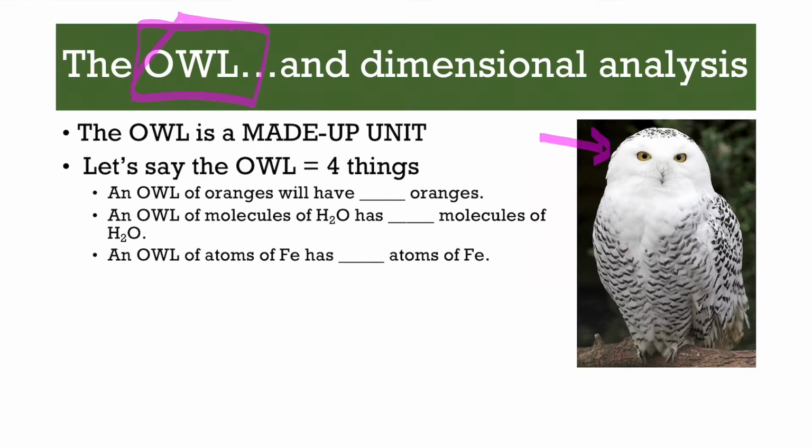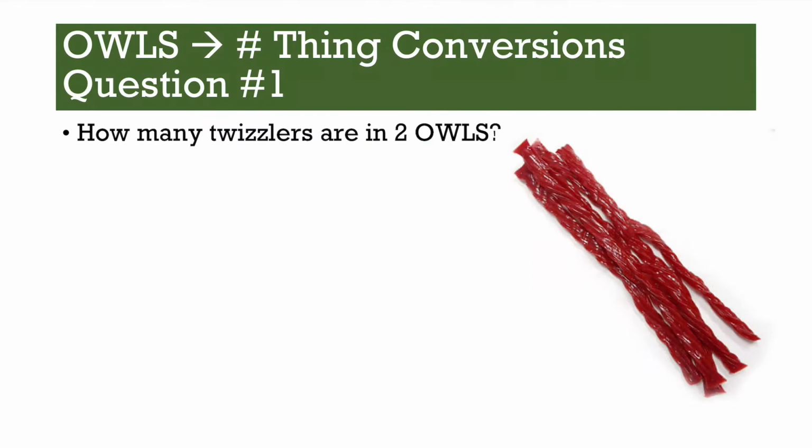So just like a dozen means you have 12 things. If you had a dozen oranges, you'd have 12 oranges. If you have a dozen pencils, you have 12 pencils. So with the made-up unit, if I have an owl of oranges, I have 4 oranges, because I'm telling you, an owl is 4 things. If I have an owl of molecules of water, it means I have 4 molecules of water. If I have an owl of atoms of iron, how many atoms of iron do I have? You should say 4. So one owl is 4 things.